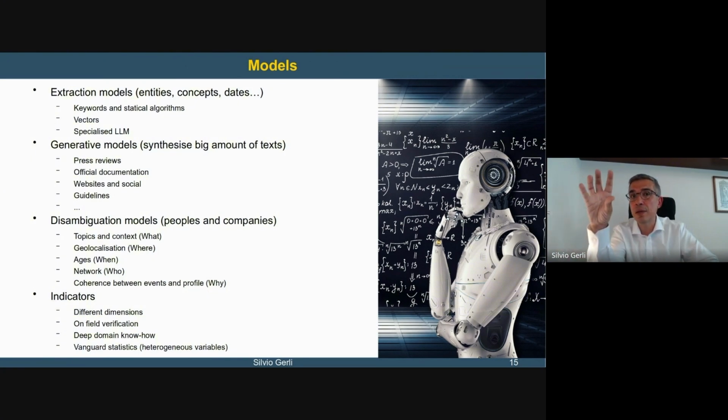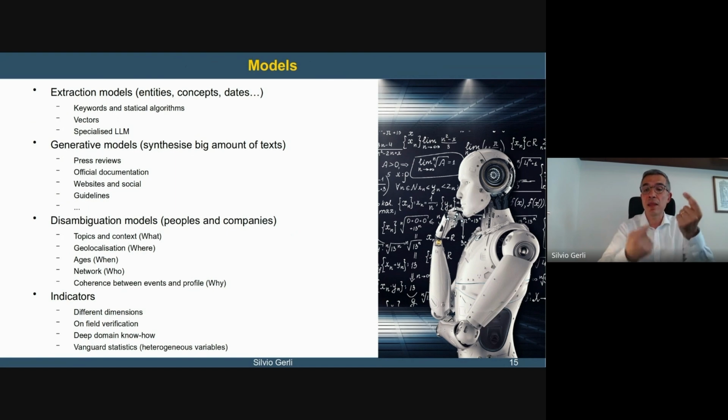Usually we can focus on the famous 5W, which is something that helps you understand something very deeply, but we can use it, on the contrary, to understand if the person is the same. So what: the topic and the context. If Silvio Gerli is speaking about, I don't know, trade in China, probably it's not me. Geolocalization: I lived in Italy, in the north of Italy. In South America, there is another Silvio Gerli. Probably it's not me. The age: I'm 50. If the crime was committed 45 years ago, it's not likely I committed a crime at the age of 5.